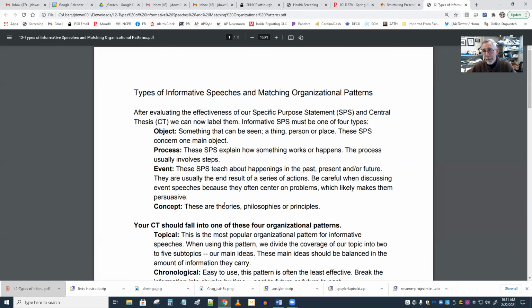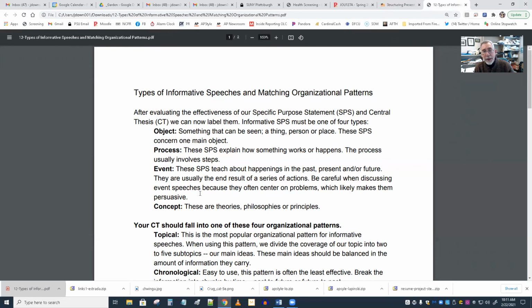Is it a process? How something happens? A process usually involves steps. Also not that unusual. Is it an event? Events can be a little tricky, because people sometimes get confused about what really is an event and what isn't. And frankly, there is sometimes a little gray area for discussion among these. Are you talking about an event? An event isn't necessarily a thing that happened on this date, but it probably does have a past, a present, and a future. So it's usually the end of a series of actions.